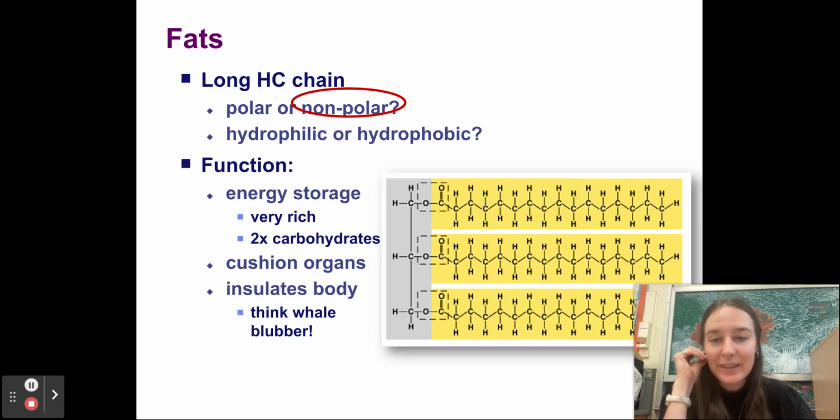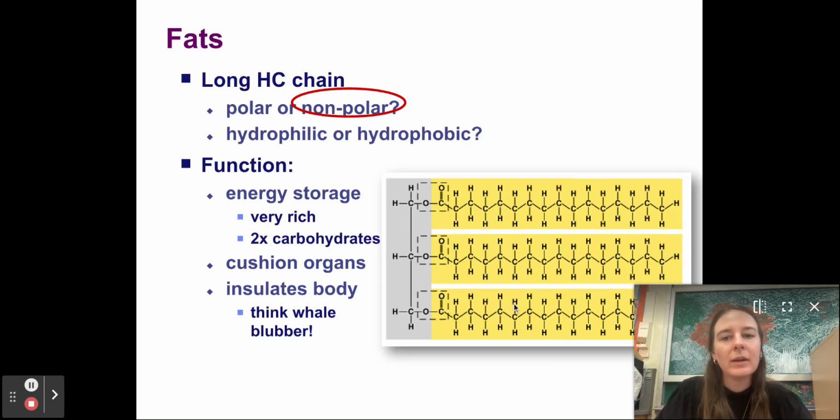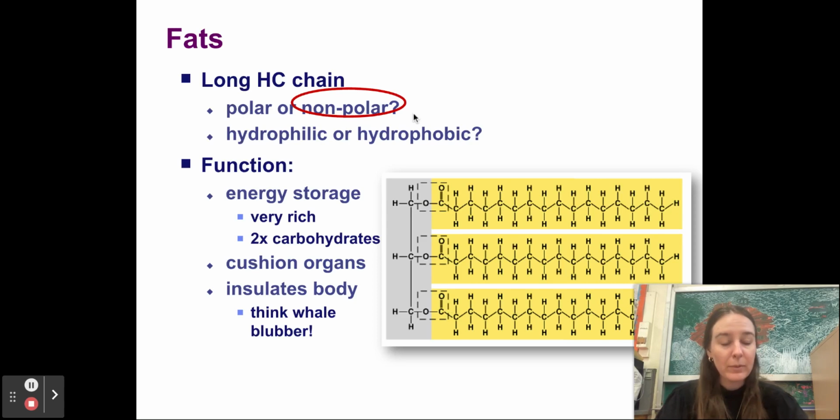So the polarity of a molecule will affect the way that it interacts in water. So if you put this fat molecule in water, what would happen? Would it be hydrophilic? Would it like water? Or would it be hydrophobic? Now remember, water is a polar molecule, meaning it has a slightly positive and a slightly negative end. This is a nonpolar molecule. It doesn't have a slightly positive or a slightly negative end. So would it be attracted to the water? Would it be hydrophilic? Or would it not be attracted to the water? Would it be hydrophobic? Take a moment, think about it.